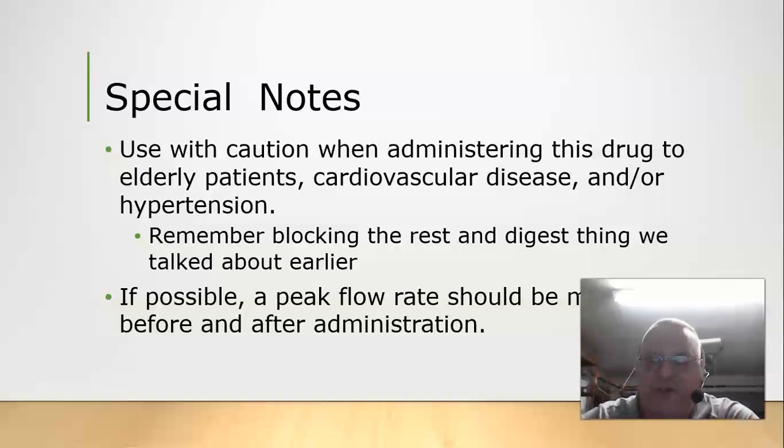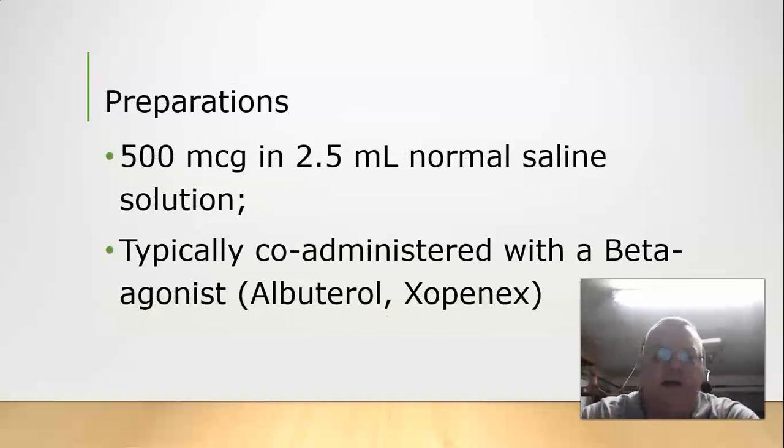If you can get a peak flow, obviously we usually don't get that. But the peak flow meter is a spirometer where they blow into it and you see how much they can actually move. If you can get that, great. But I don't think any of us usually carry those on our ambulances. So it's usually 0.5 milligrams, or 500 mics, in 2.5 of normal saline, okay? And then we usually administer it with a beta agonist, whether it be albuterol or Xopenex.